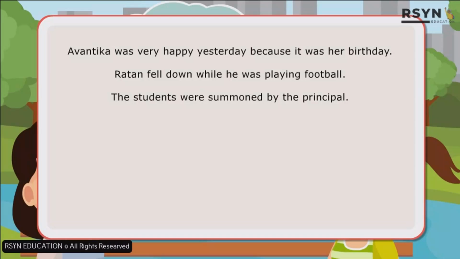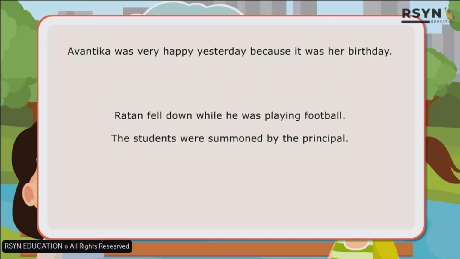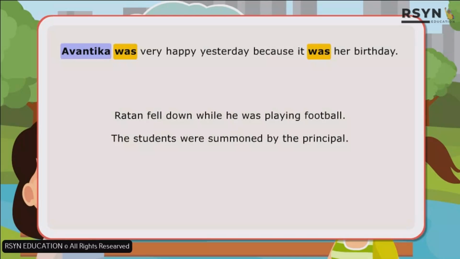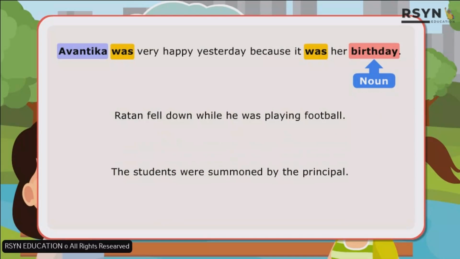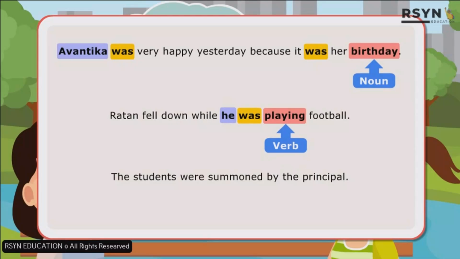In the first sentence, was has been used after singular subject to describe a feeling and also before a noun. In the next sentence, was has been used after singular subject and with ing verb to form past continuous tense. In the third sentence, were has been used after plural subject and with past participle to show passive voice.